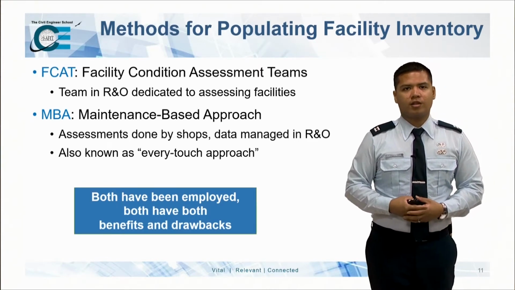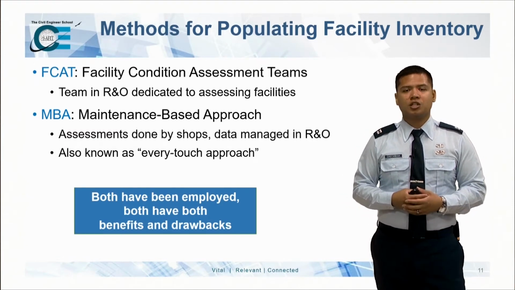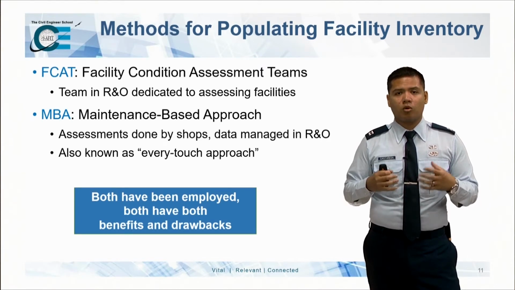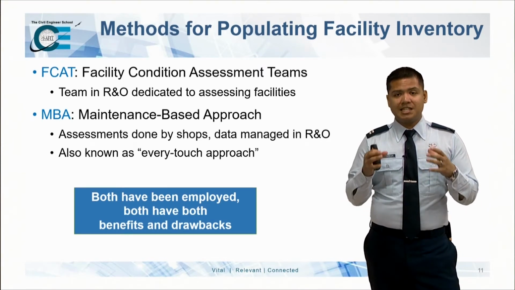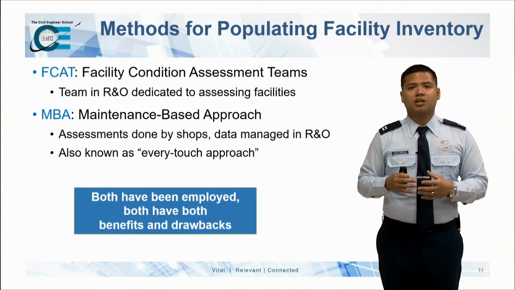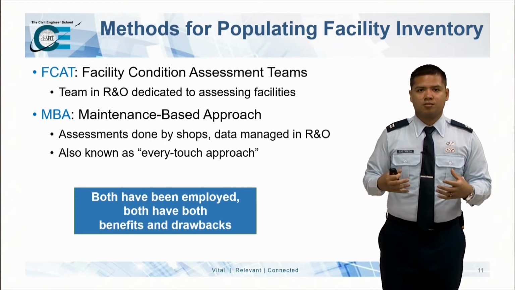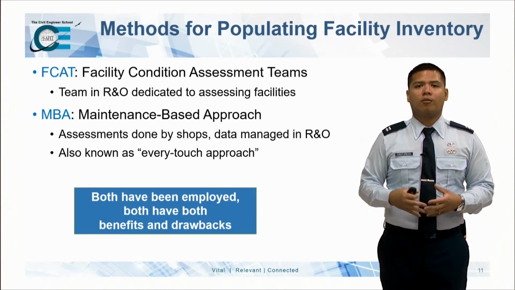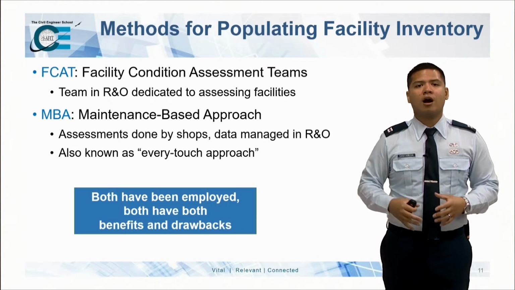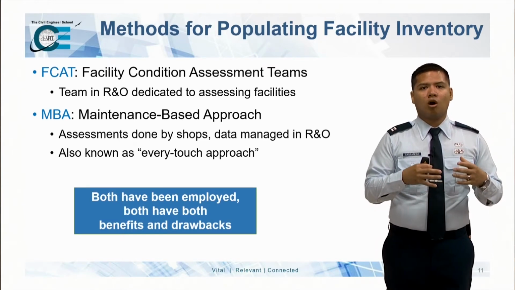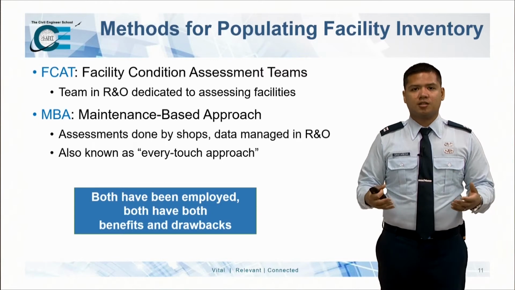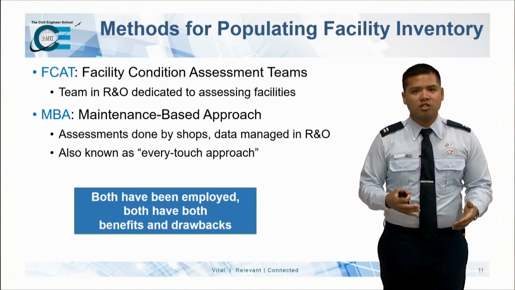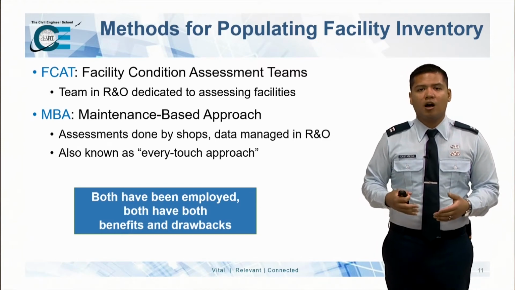So the first method is the FCAT. This is the Facility Condition Assessment Team. This is typically a team stood up in R&O, Requirements and Optimization, and this team is dedicated to completing all their facility assessments. The other method is the maintenance-based approach. And this is where folks in the shop, when they're going out and they're doing maintenance, they can also do assessments at that time. Okay, so this is kind of indirect work. They're not actually turning a wrench, but they're conducting the assessments.